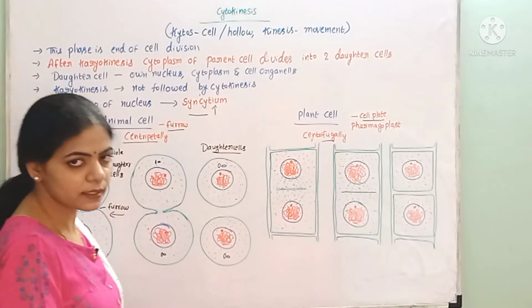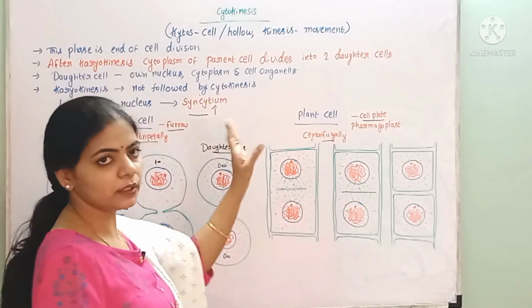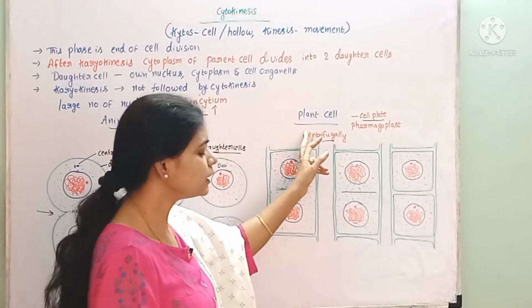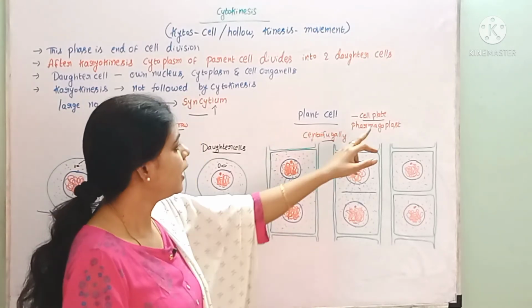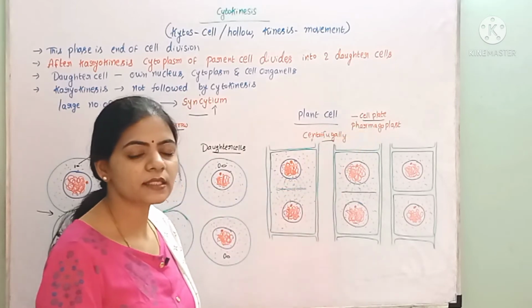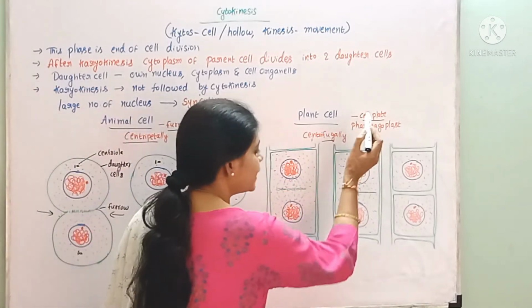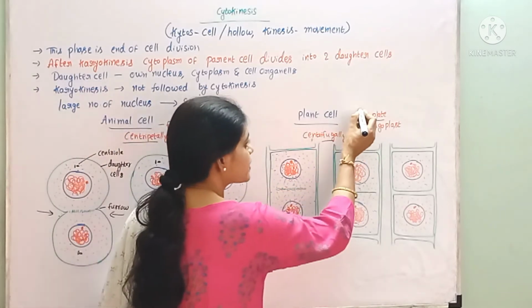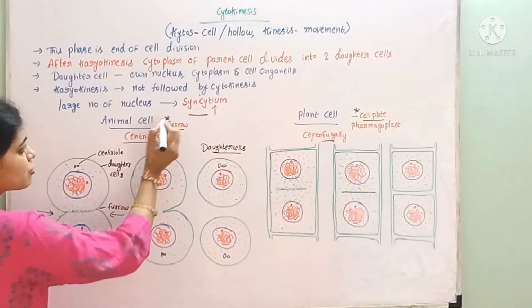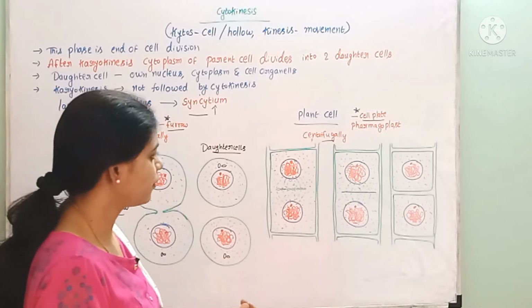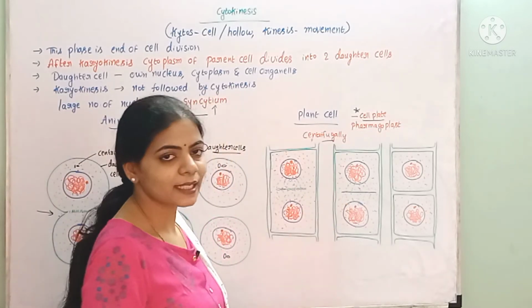If we say in the plant cell, it is different from the animal cell. In the plant cell, we say there is a cell wall present. And here, how does the plant cell divide? By means of cell plate. It divides by means of cell plate. Here, animal cell divides by means of the formation of a furrow. And here, how is the cell plate formed?